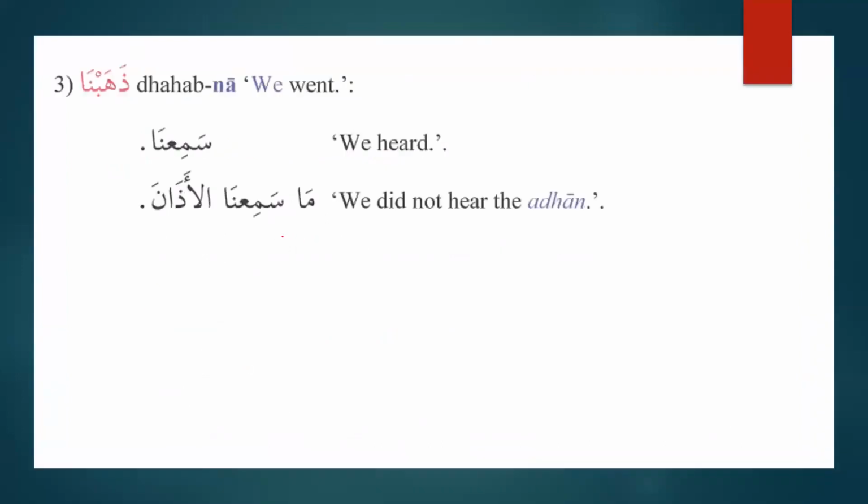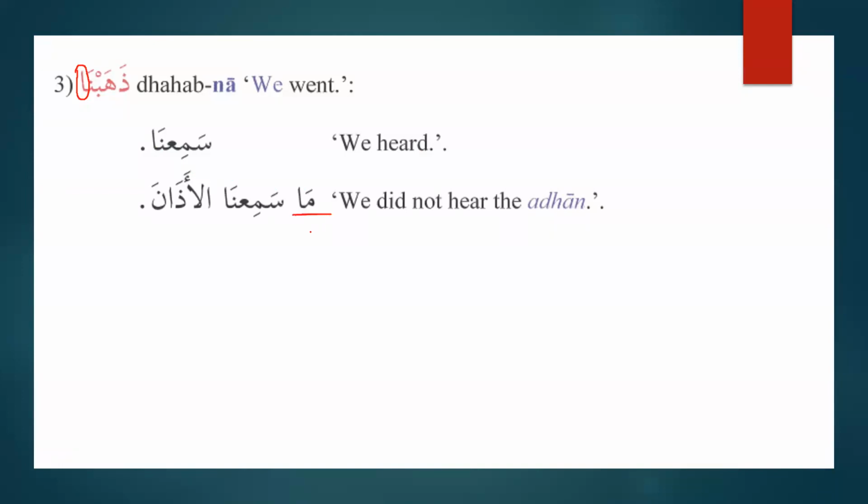And when we want to talk about first person plural, like we, and you want to say we went, so we have dhahabna, and we can see over here that we have to prolong the alif for 2 seconds. Dhahabna, and on that pattern we have the verb sami'na, we heard. And if you want to say we did not hear the adhan, so you say ma sami'na al-adhana, we did not hear the adhan. As we know that ma is used for negation in the past tense.